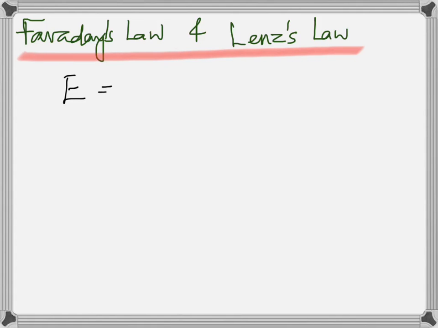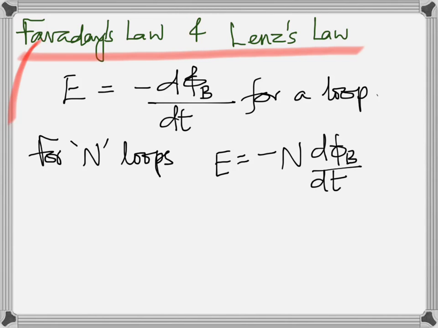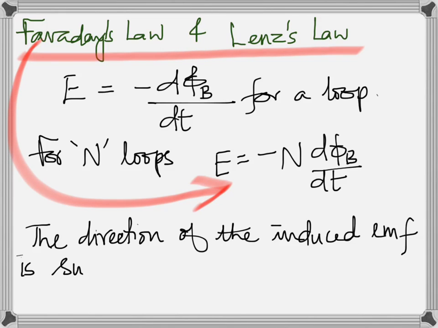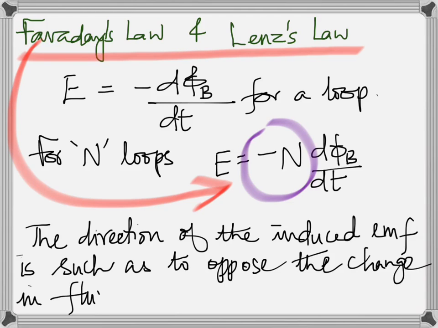Now, Faraday's law: the induced EMF is equal to negative d phi by dt. The negative sign shows that the direction of the induced EMF is opposite to whatever is causing it. That is Lenz's law. And obviously for n loops, you have to multiply it by n. So when you combine both Faraday's and Lenz's laws together, you get E is equal to negative d phi B by dt. So the faster the change in the magnetic flux, the greater the induced EMF.